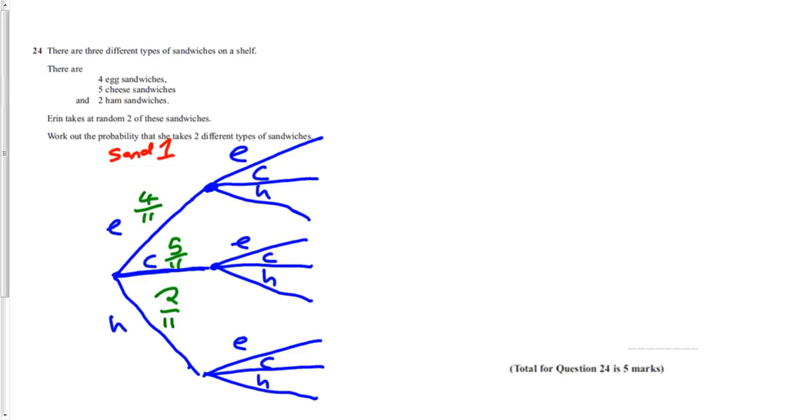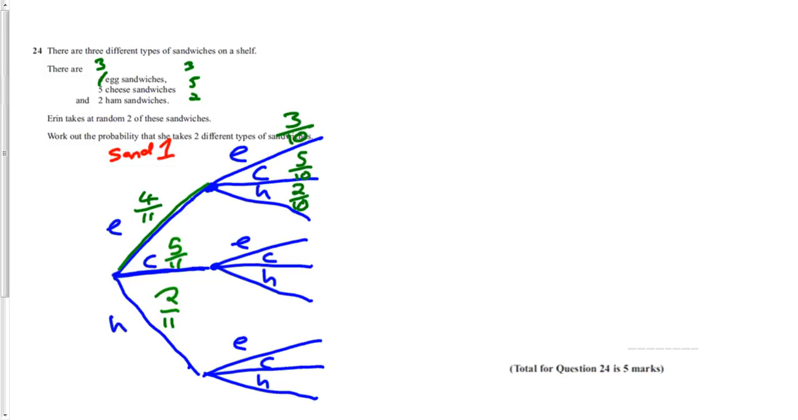So if this person took an egg sandwich first of all, then there's only going to be 3 egg sandwiches left. So we've gone down the first path here, which is the egg sandwich. There are only 3 more egg sandwiches left, so that's going to be 3. But because she's already taken a sandwich, there's only going to be 3, 5, and 2 sandwiches left, so only 10 sandwiches left, so that's going to be 3 out of 10. There's still going to be 5 cheese sandwiches, so 5 out of 10. And there's still going to be 2 ham sandwiches, so it's 2 out of 10.